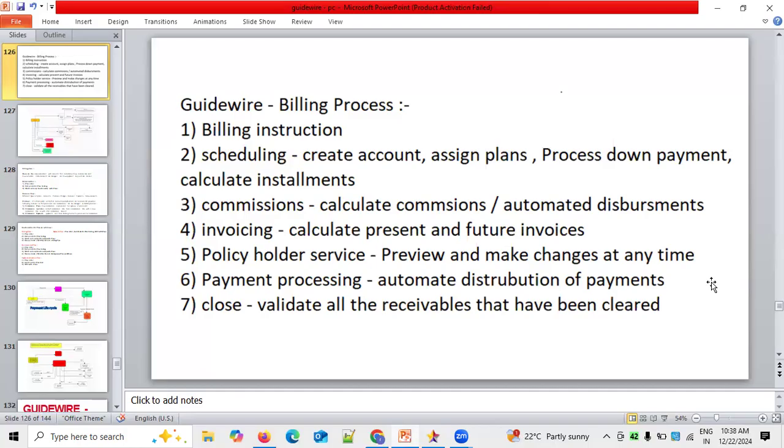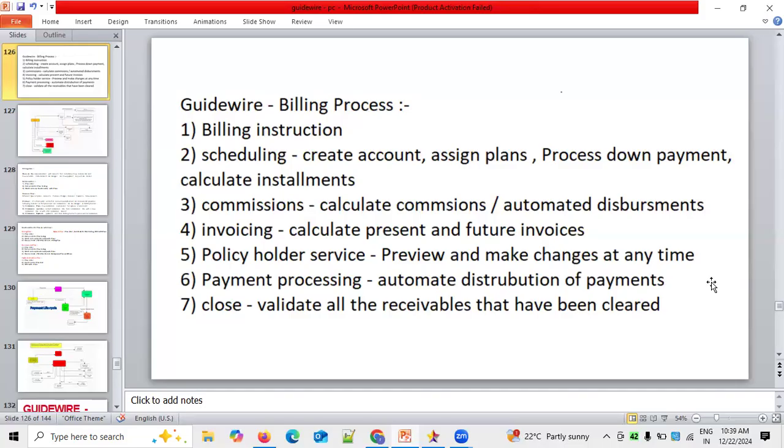but again, I'm just repeating for a few minutes, where we have to provide some billing instructions to the system. At the same time, whatever scheduling we want to perform, it can be creation of an account or assigning the plans, because of the different plans relating to the billing part, based on the request or a quotation we have forwarded to the customer. If the customer accepts, then plans will be processed.